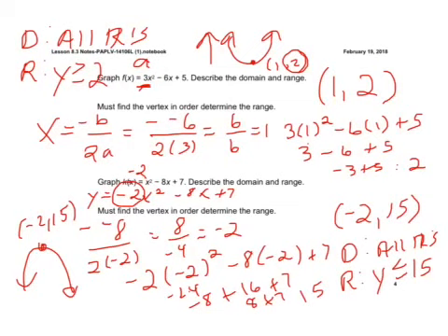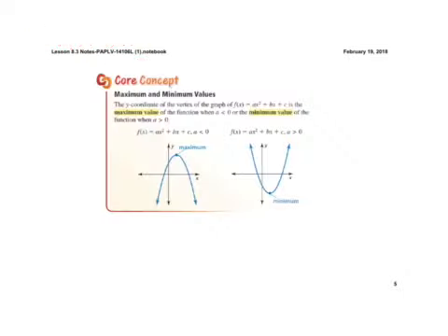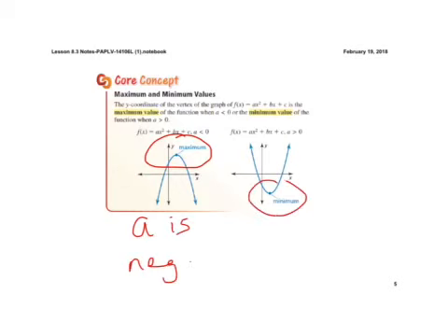So that finishes up the examples for lesson 8.3. The following slide will just review the maximum and minimum values. So again, we've dealt with trying to find the maximum, which occurs when our a is negative, and minimum values occur when a is positive. Alright?